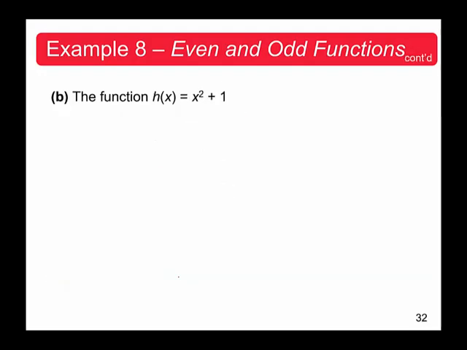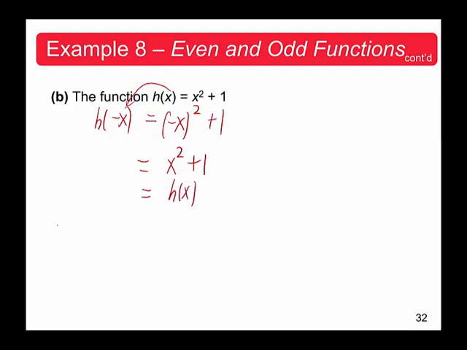Alright, now let's take a look at another function, h of x equals x squared plus 1. Most important, determine what is h of negative x. Replace x with negative x in the original function, negative x squared adding 1. So negative x squared becomes positive x squared adding 1. And this is exactly h of x. That being said, h of negative x equals h of x. So that tells us it's definitely an even function.